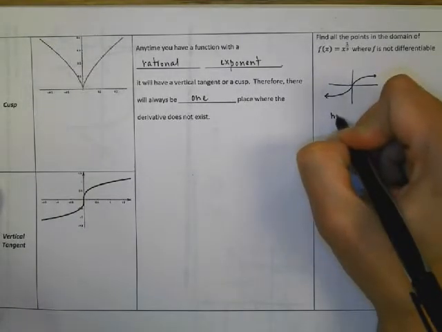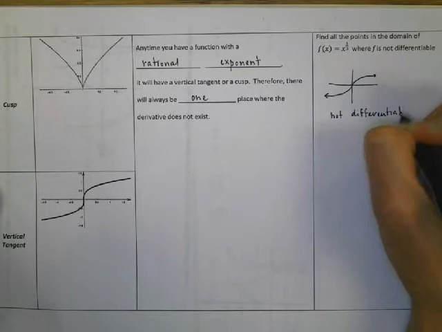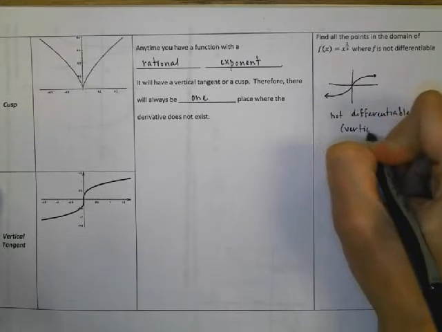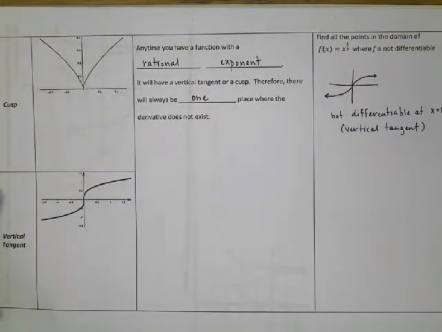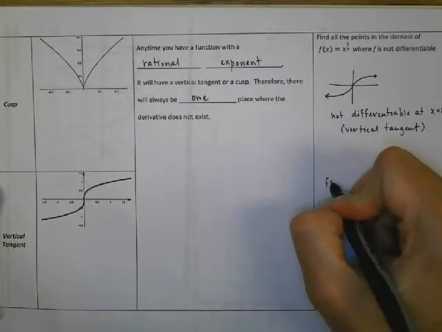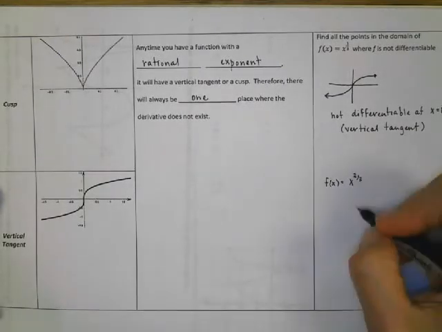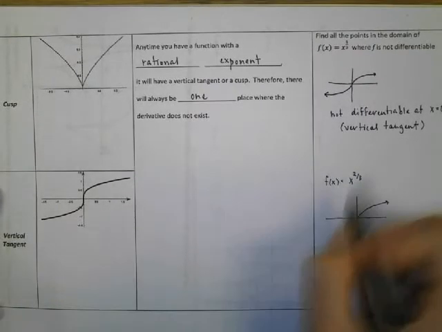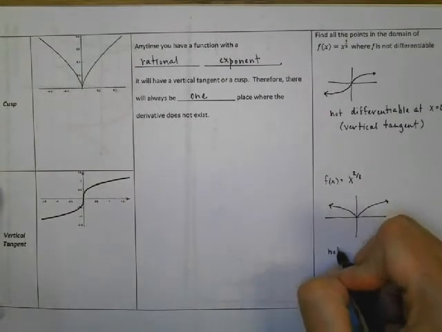So we know this is not differentiable at x equals 0 because of a vertical tangent. Now, the other example I want to add that's not in here is f of x equals x to the 2/3. If we graph that function, we get something that looks like this. I just want to point out that would be an example where, again, we're not differentiable.